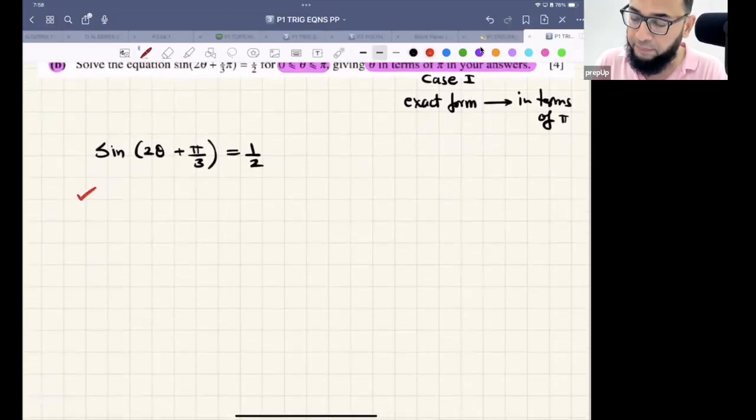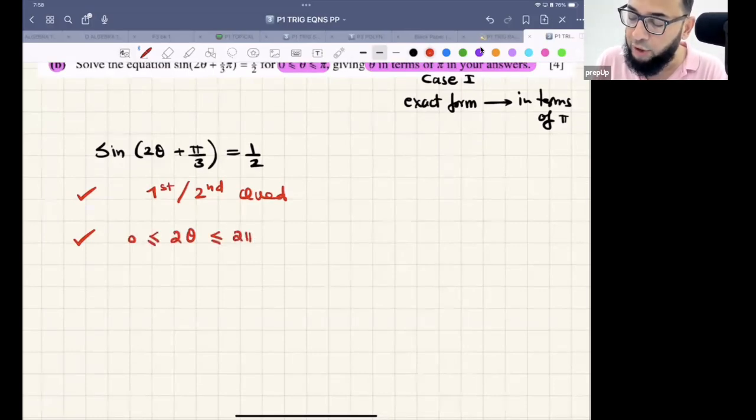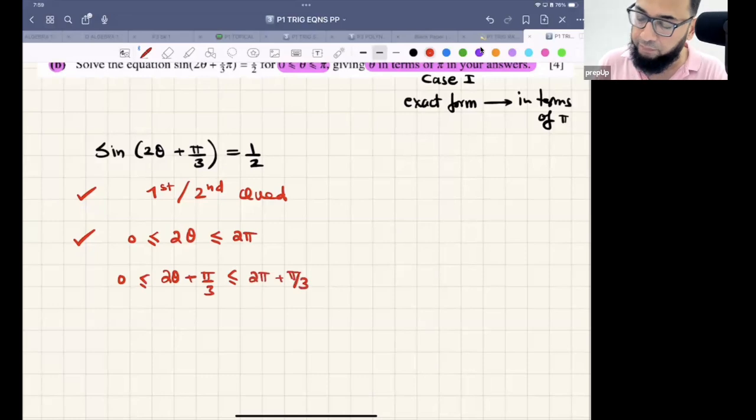The first step, that is sine is positive in the first and second quadrant. The second step, that is the modification of the range. Theta lies between 0 and pi. 2 theta lies between 0 and 2 pi. 2 theta plus pi by 3 lies between pi by 3 and 2 pi plus pi by 3. So now keep that in mind. And let me just highlight this thing.